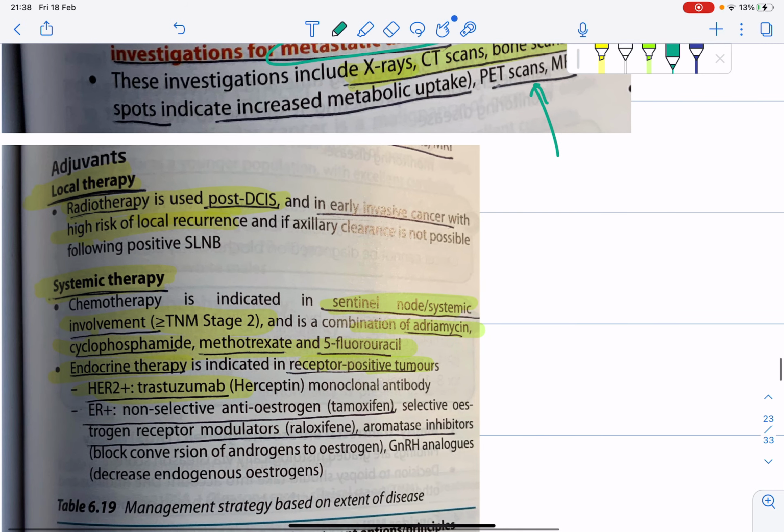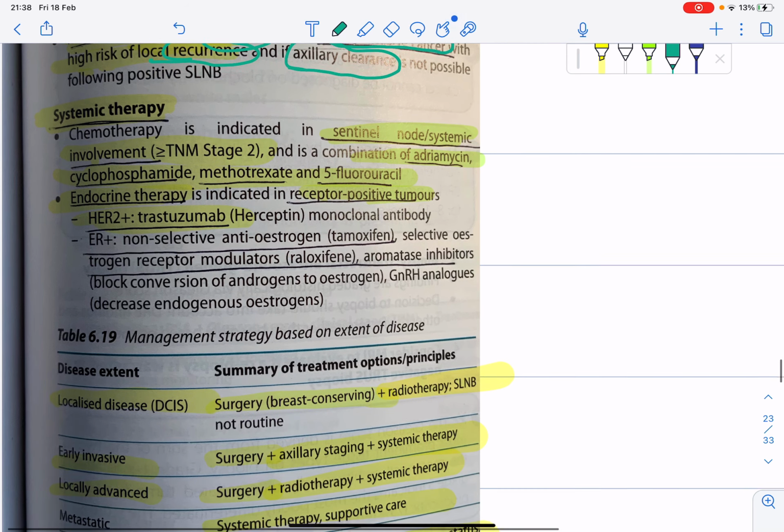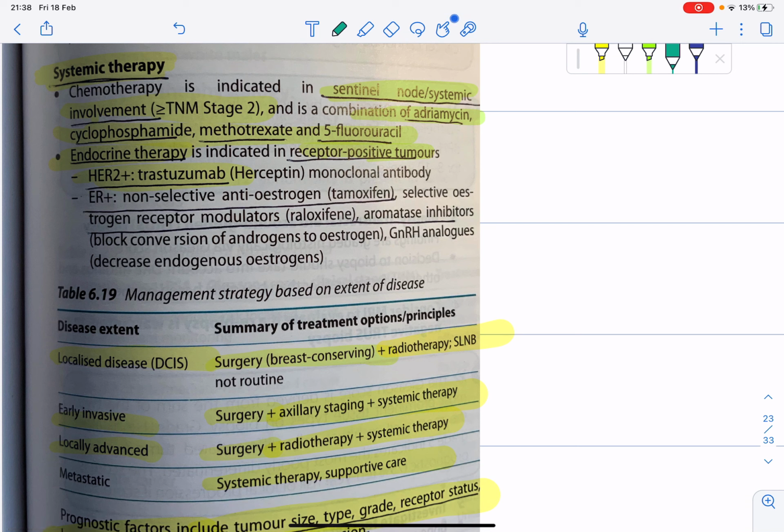When is radiotherapy considered? Radiotherapy is considered in early invasive cancer if there's a high risk of recurrence and if you can't actually take out the axillary lymph nodes. It's also done post-ductal carcinoma in situ. Chemotherapy is indicated in sentinel involvement.